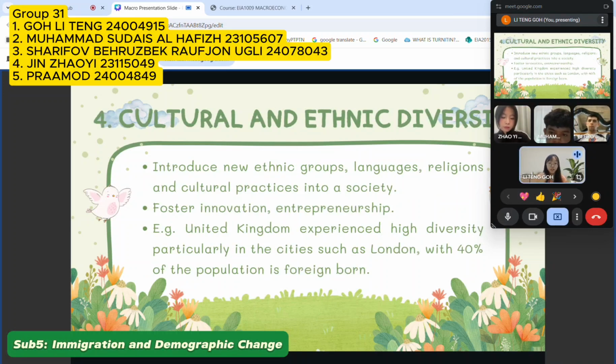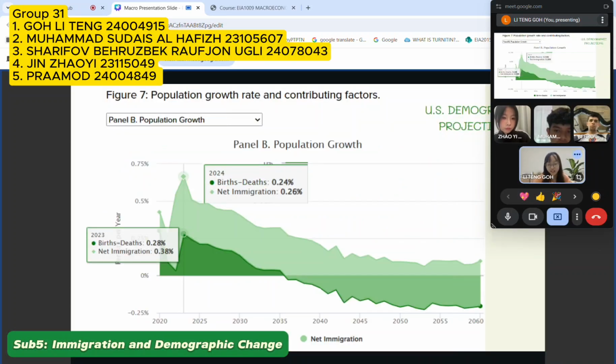Immigration will introduce new ethnic groups, languages, religions, and cultural practices into a society. Over time, it will reshape the social fabric of the nation. And also, it will foster innovation and entrepreneurship. Okay, next, we'll have a look at this diagram.